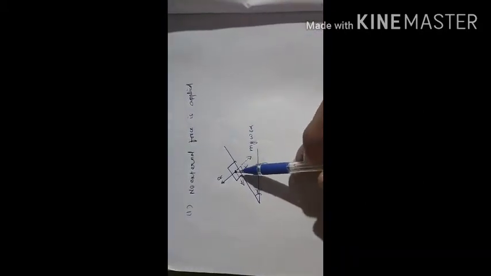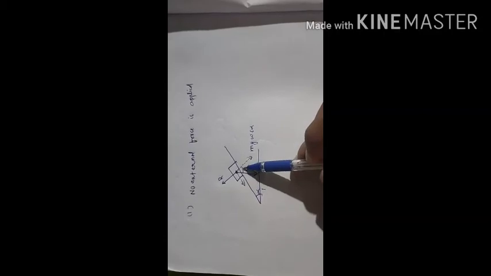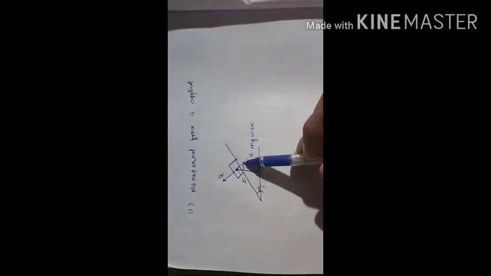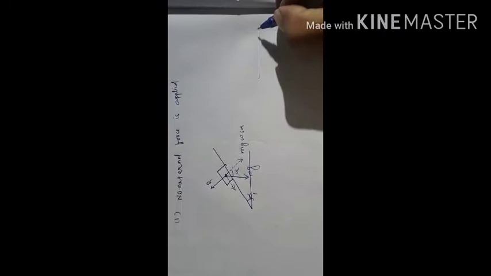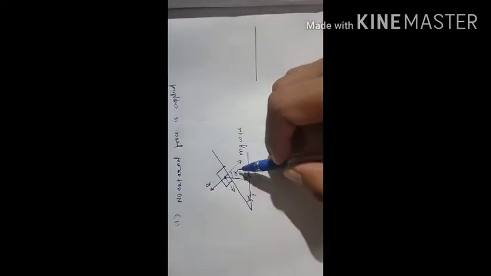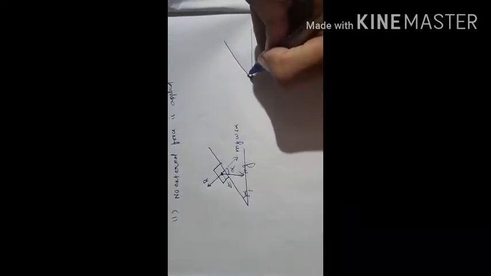mg is obviously acting downward. This force is acting vertically downward, and this mg will make an angle alpha with the line which is directly opposite to the reaction force. Understood? Let me check how this mg makes an angle alpha with this line of R. For that, let me draw a simple diagram.